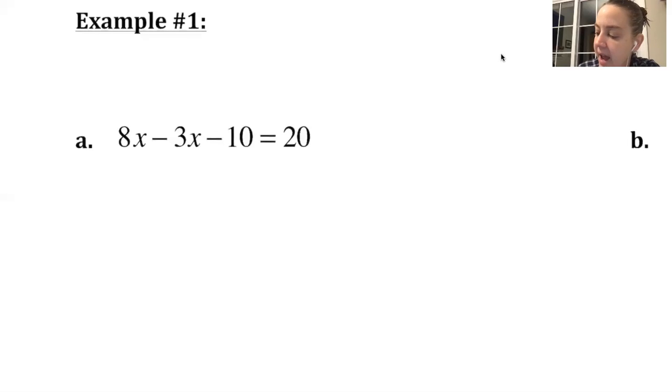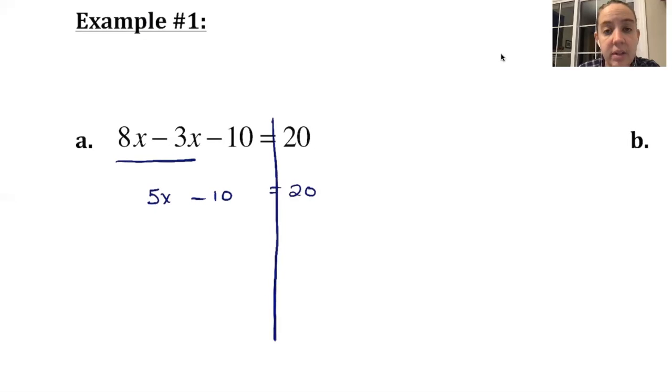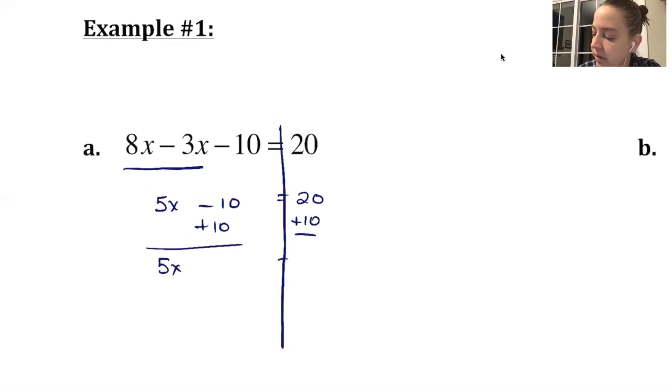When I look at letter A, the first thing I need to do is combine like terms. 8x minus 3x is 5x. Rewrite the problem. There we go. Now it's a two-step equation like we used to have, so we add 10 on both sides. So 5x is equal to 30. Divide both sides by 5. X is equal to 6.